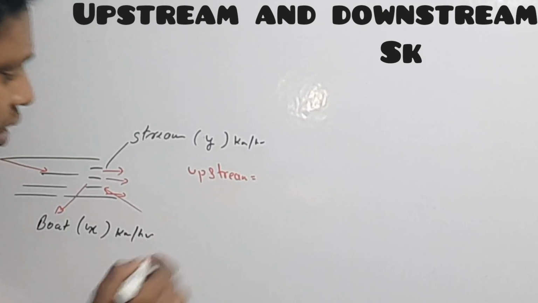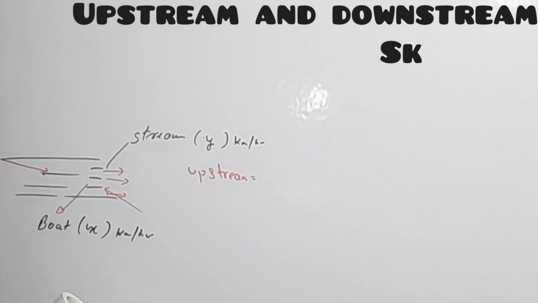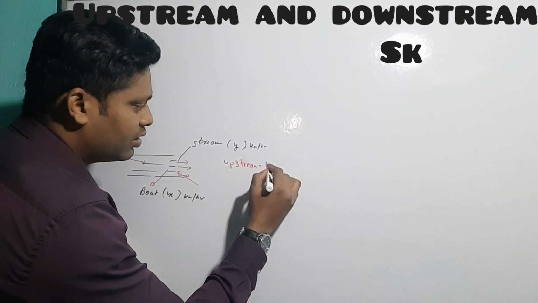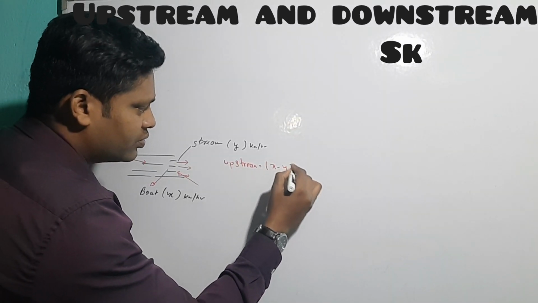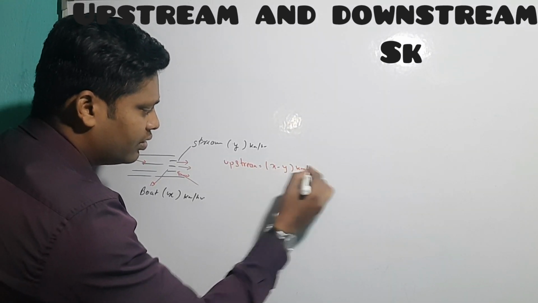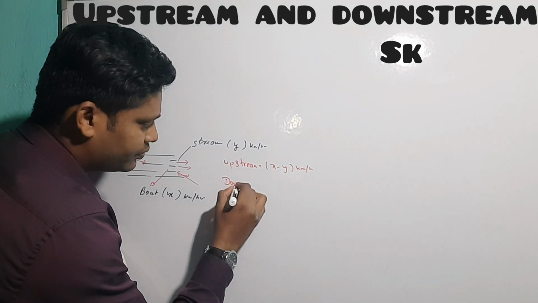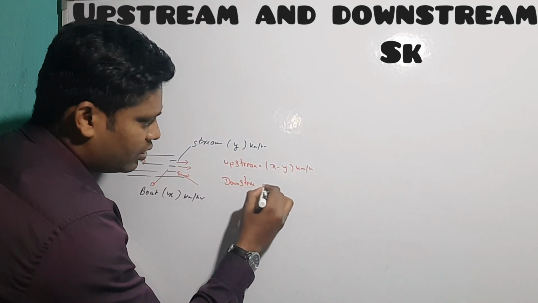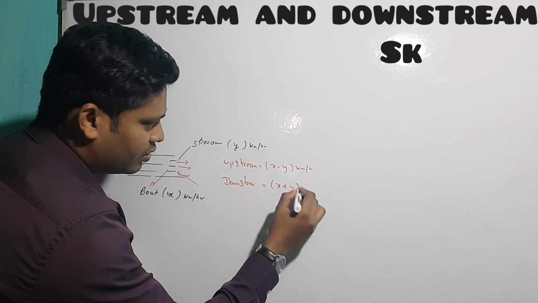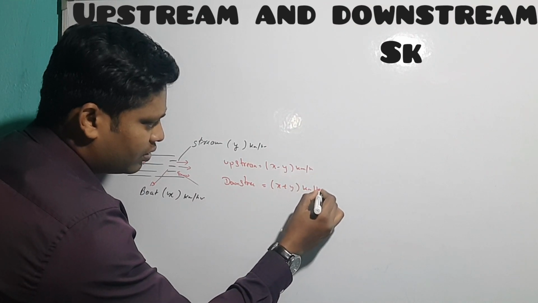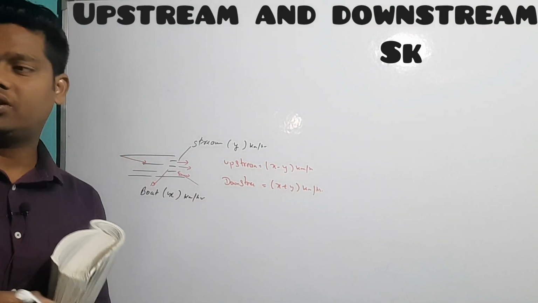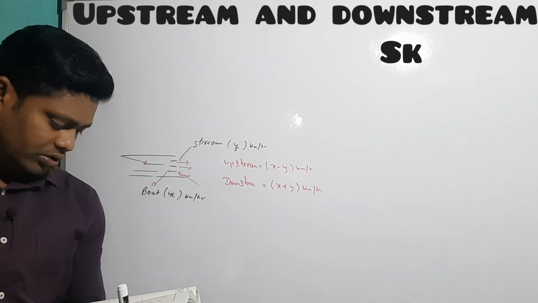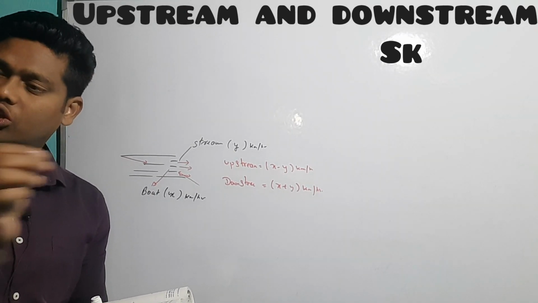So now you see, your upstream means which one will be greater? Will it subtract or add? Upstream, speed will be less. Subtract means bigger minus smaller, km/h. Clear? Downstream, bigger plus smaller. Clear? So I got the speed with respect to upstream and downstream. First and foremost, you have to take out this one.